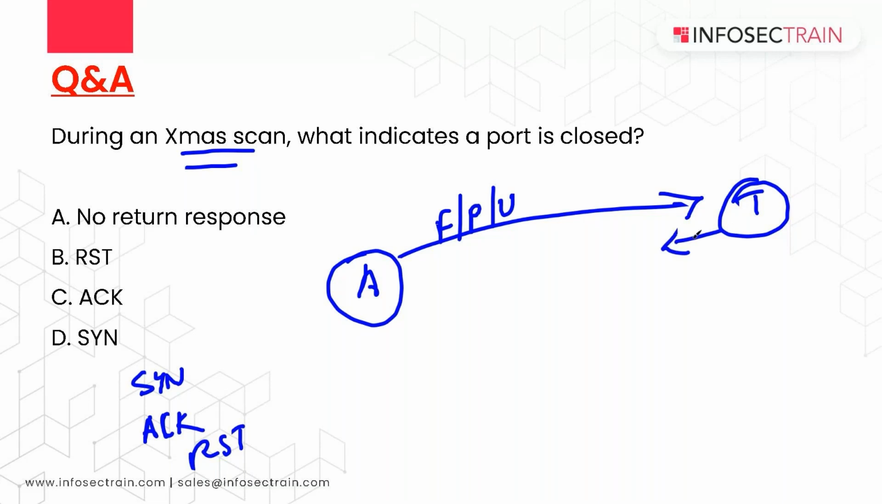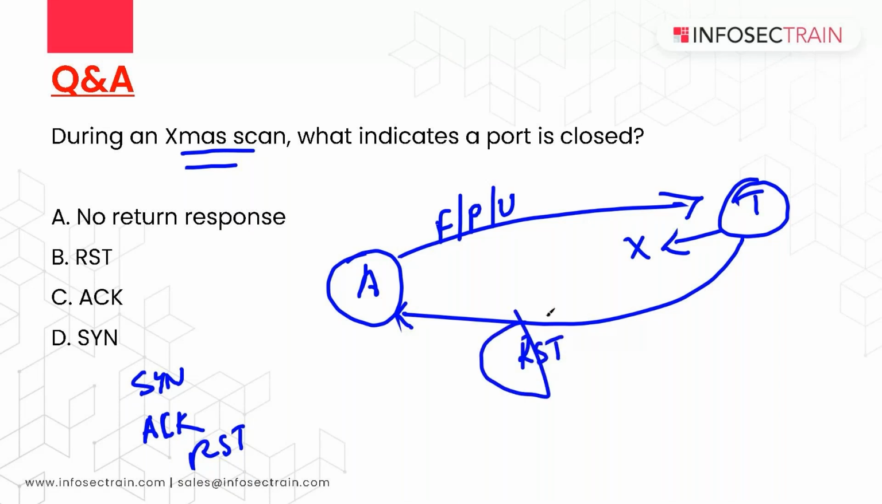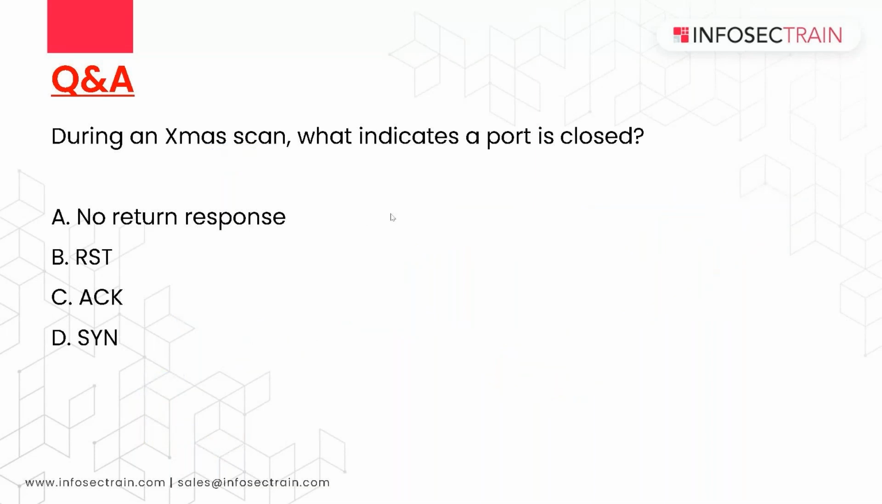If the port is open, it is not going to give us any reply. Let's say the port is closed. Then this victim system will send us a reset, which says, boss, this is not a proper way to start a connection, or we have some errors. Let's restart the connection in the correct manner, in which we send SYN, then we get SYN-ACK and ACK. So the correct answer is option B, which is reset.